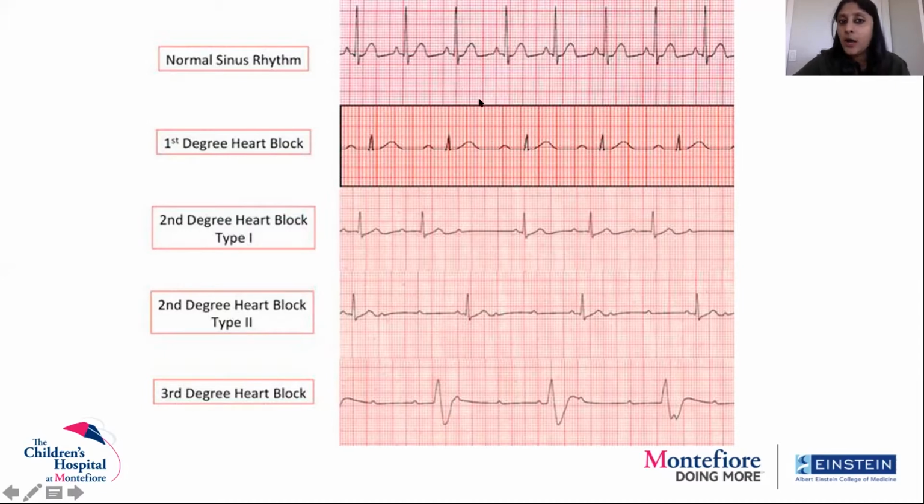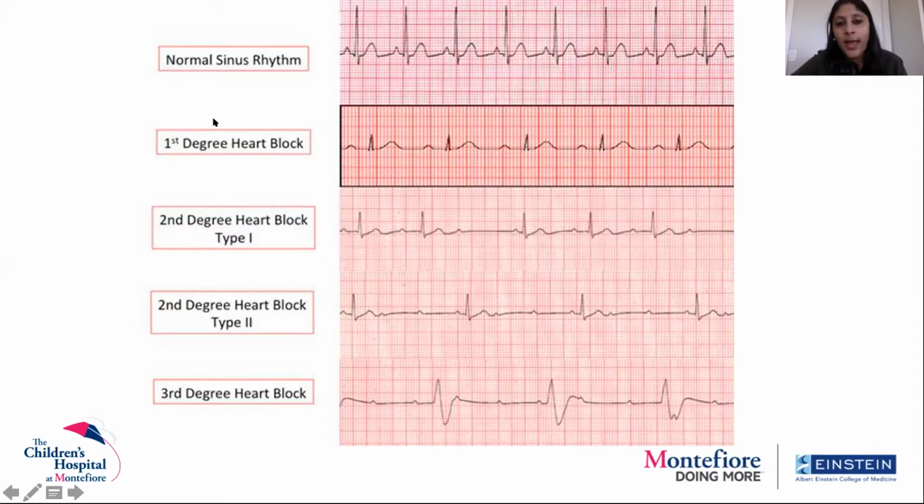So now let's walk through this. When you look at the first strip here, you see the top chambers of the heart are squeezing, the bottom chambers of the heart are squeezing, and the heart is relaxing. And you see the same pattern throughout the strip. You don't see any abnormality.